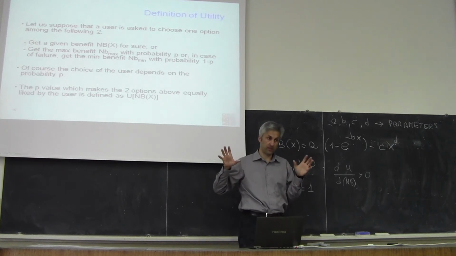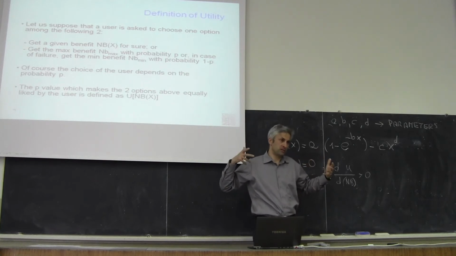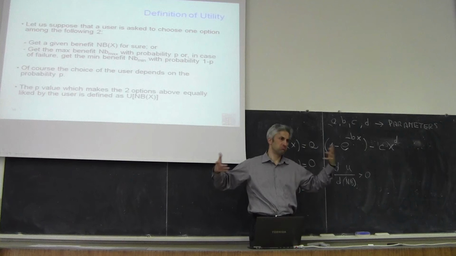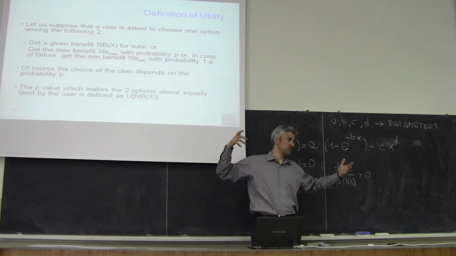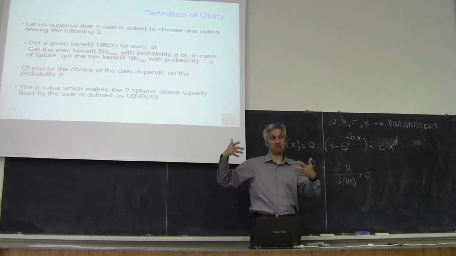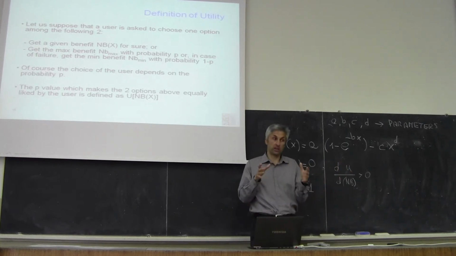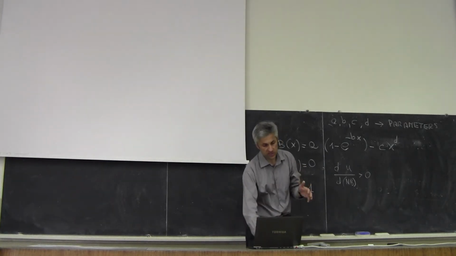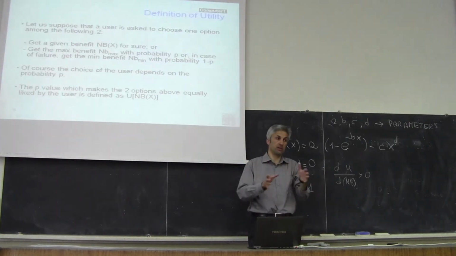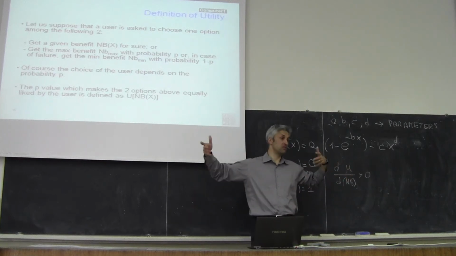Of course, there would be a p-value such that the user says, okay, for this benefit for sure and this p-value, it doesn't make any difference for me. So you may say, look, I give you 100 for sure, or a probability of 70% of getting 500 and a probability of 30% of getting 0. And you may say, okay, it doesn't make any difference.